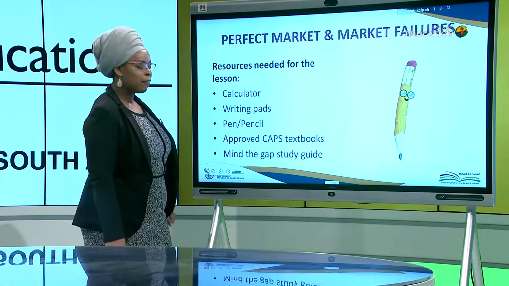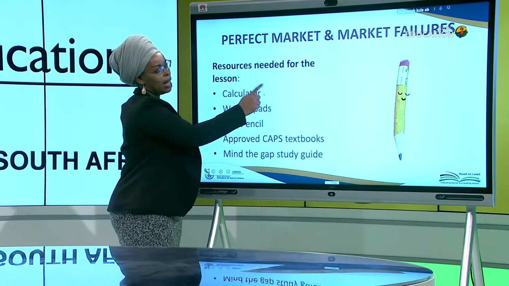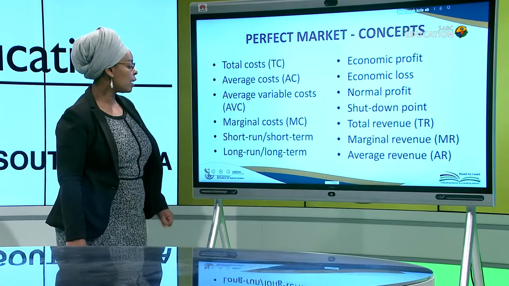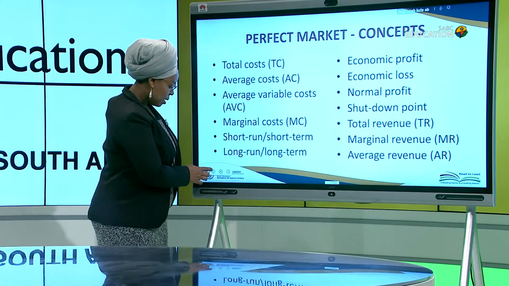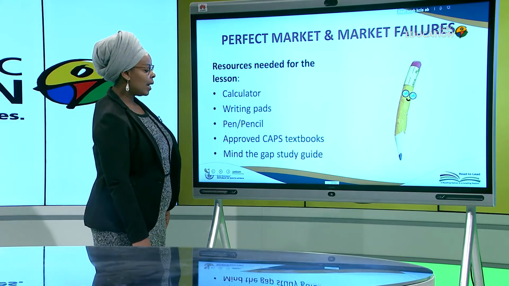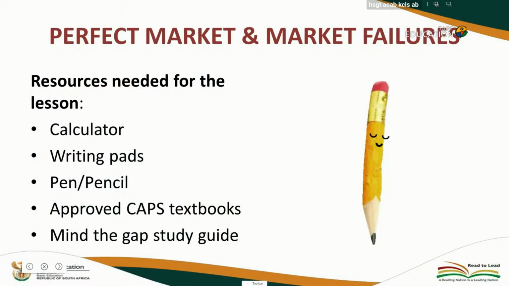You're going to need the following resources. Make sure that you have your calculator because we're going to use it to calculate different types of profits and losses. You will also need a writing pad as well as a pen and a pencil for our drawings. You will need any approved CAPS textbook and Mind the Gap study guide.